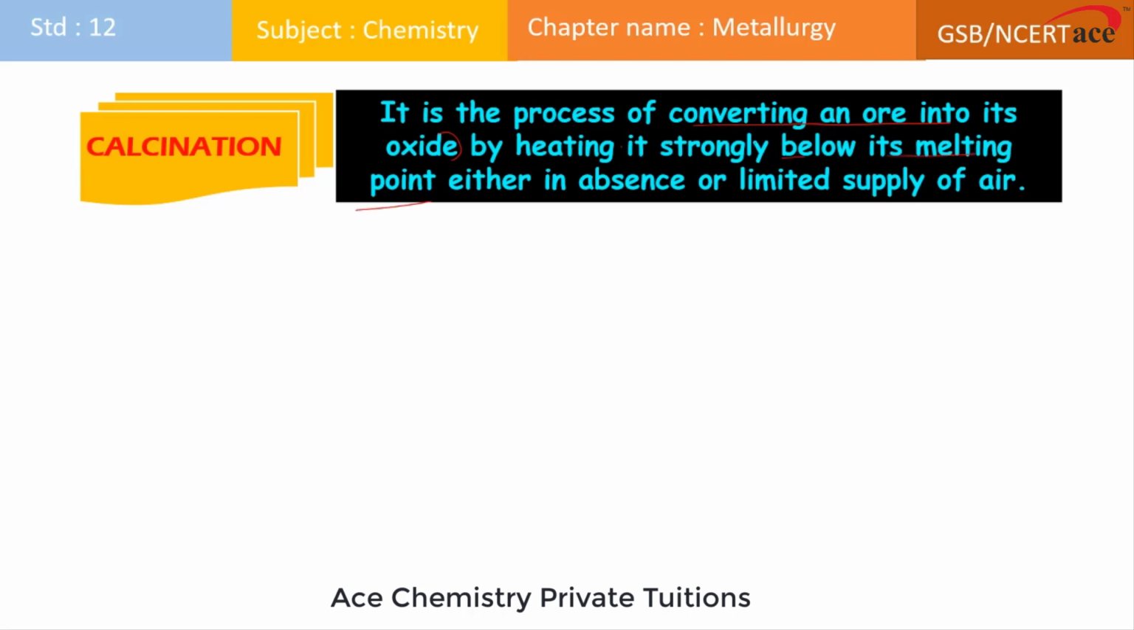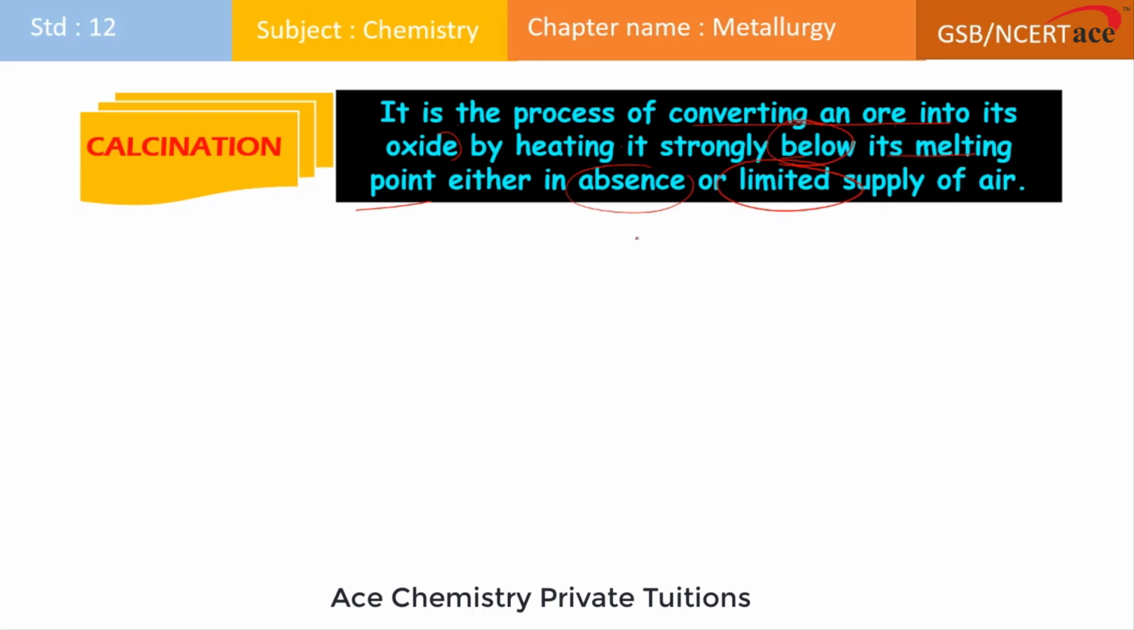Now the question is, why are we heating below its melting point? Because it prevents burning of the metal compound. If you increase the temperature, then it can burn the metal compound. So we have to prevent the metal compound from burning. That's why we keep the temperature below its melting point. So calcination is the process of converting an ore into its oxide by heating it strongly below its melting point, either in absence of air or sometimes a limited supply of air.